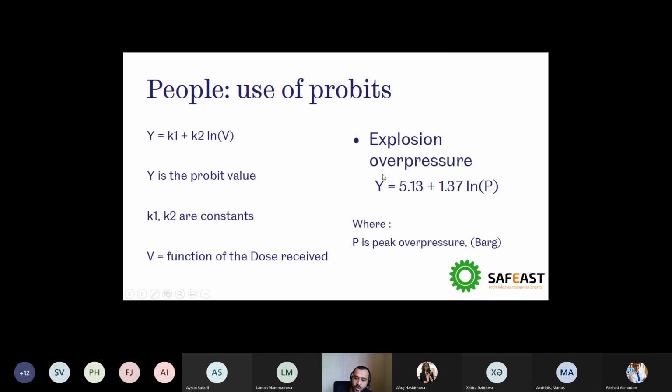And based on the probit value, you can decide that if there are 10 people, 5 of them could be dead. Again, as I said, this is a probabilistic value.